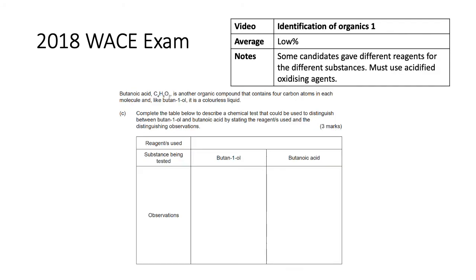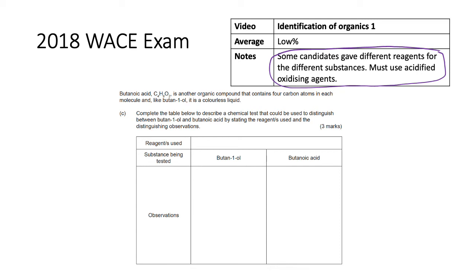So next, again, this is the one that we did in our practical. It's to make a chemical test to differentiate between these two things. Some candidates gave different reagents for the different substances. What idiots. Which means that they said, okay, with this one I'm going to test it with carboxylic acid, and the other one I'm going to test with an alcohol. And you're like, but wait, that makes both of them the same thing. Yes, that's why it's wrong. You have to test them with the same thing.